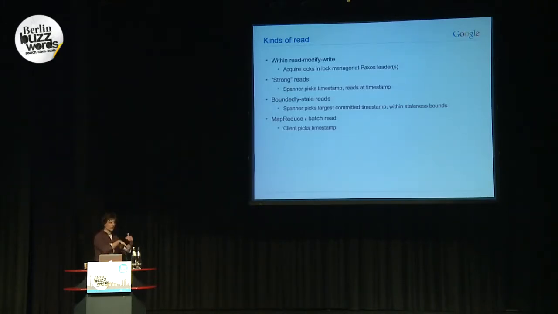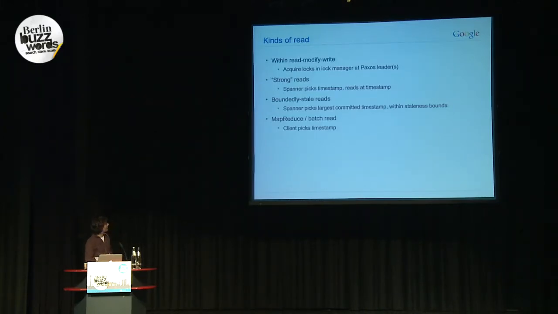There are what we casually call strong reads that are not a part of a transaction, but they still need to be consistent, like a long-running transaction where the client is not going to write. So we know in advance that I want to do some reads, but I promise that I'm not going to do writes that are based on these reads. And in that case, Spanner can pick a timestamp that's just guaranteed to be bigger than all previous transactions' timestamps, and then do a read at that timestamp.